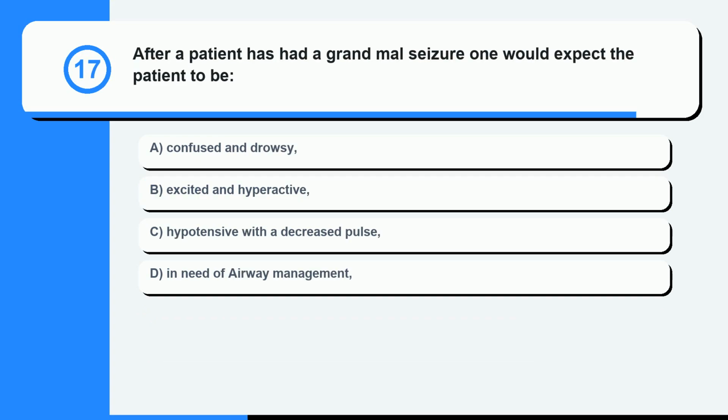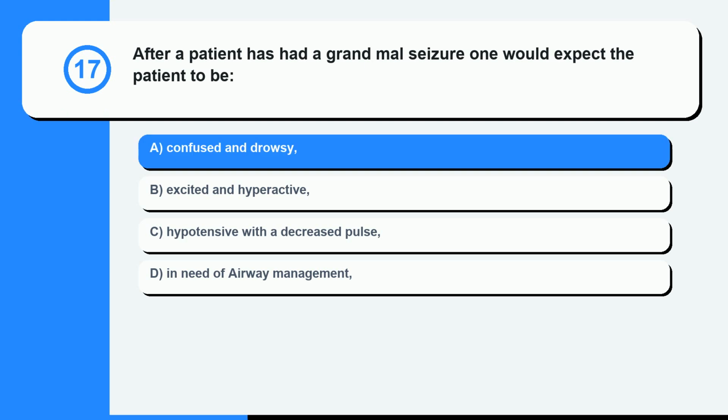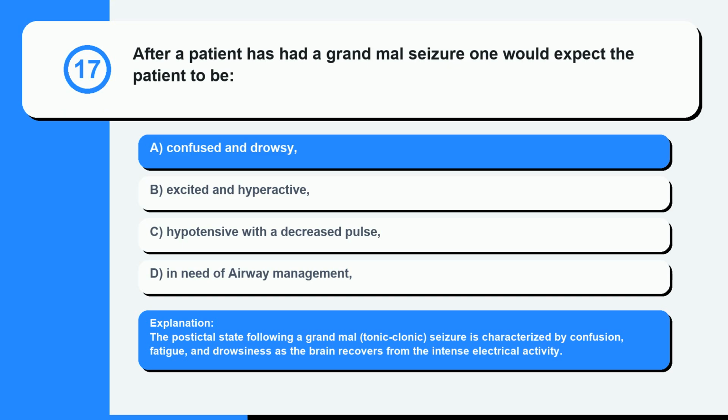Question 16. The generic name for Lipitor is A. Atenolol. B. Atorvastatin calcium. C. Clopidogrel bisulfate. Or D. Furosemide. The correct answer is B. Atorvastatin calcium. Lipitor is the brand name for atorvastatin, which belongs to the statin class of drugs used to lower cholesterol and prevent cardiovascular disease.